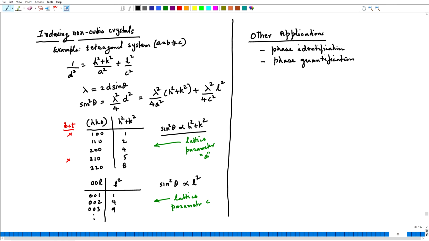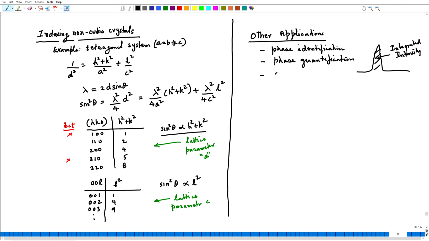Phase quantification means the volume percent of the phases that are present in the structure. This can be obtained from the intensity of the peak, and the intensity of the peak is calculated as what is called the integrated intensity, that is the area under the peak.